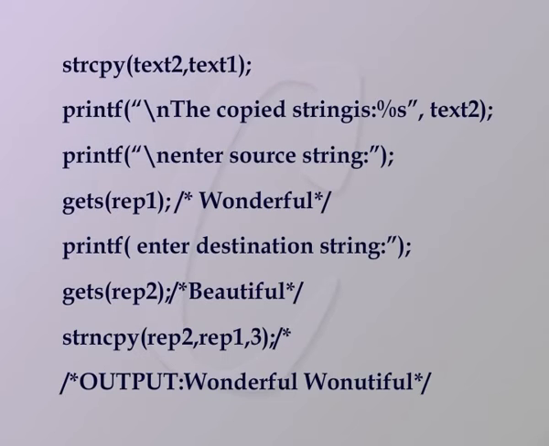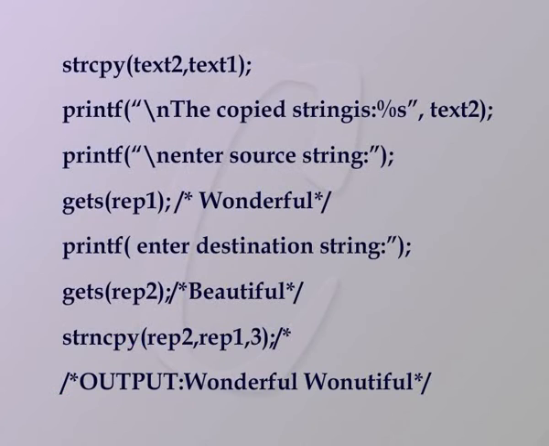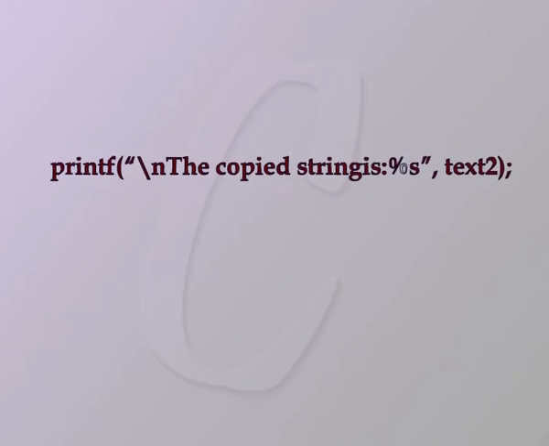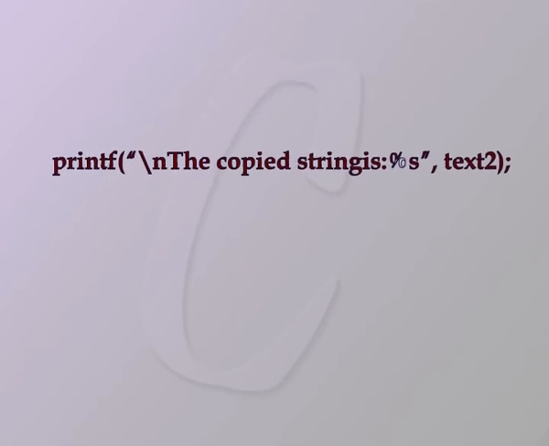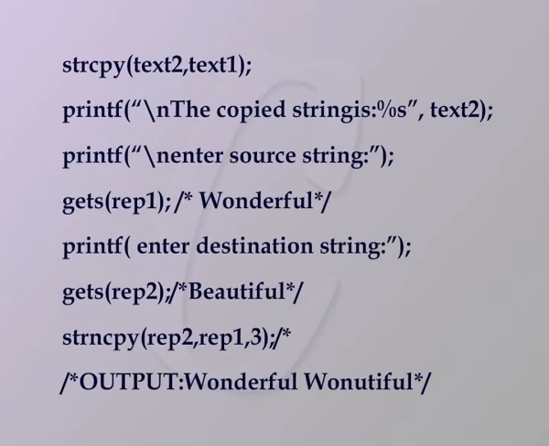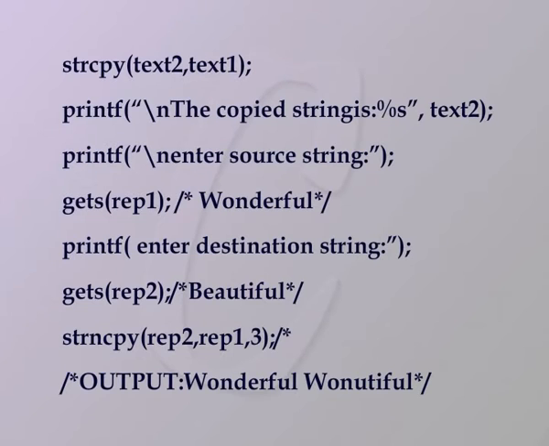Now I want to see whether the string is copied. So for that reason I should display text2 and see whether it is the same as text1. So for that I am printf-ing, the copied string is %s, text2. So this should print good as the output, only then what we have done is correct. So here also I am not doing anything, I am simply using the string copy function and I am copying two strings.